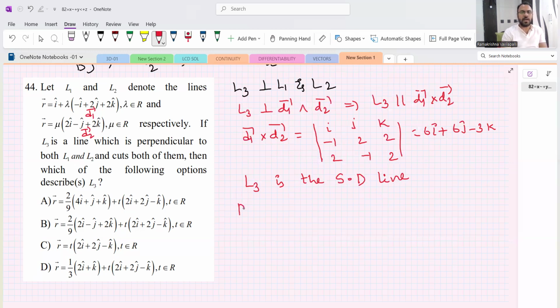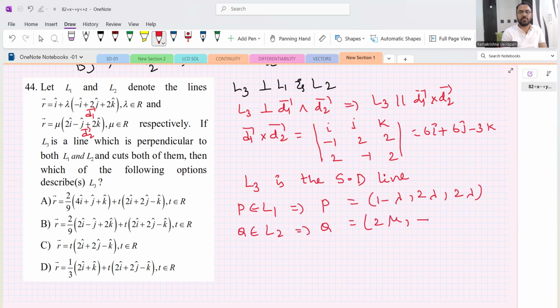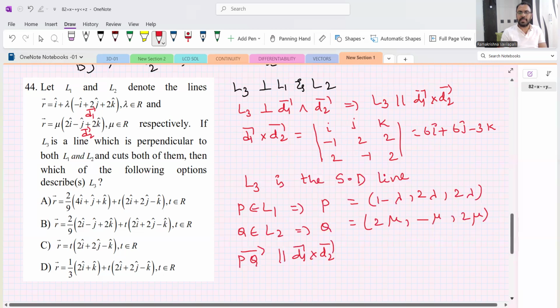So now any point on L1, you can write P equal to: i component 1 minus lambda, j component 2 lambda and k component 2 lambda. What is any point on L2? Q is equal to: i component is 2 mu, minus mu and 2 mu. Right. Now PQ is parallel to D1 bar cross D2 bar.